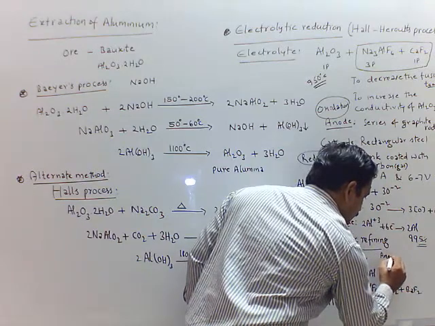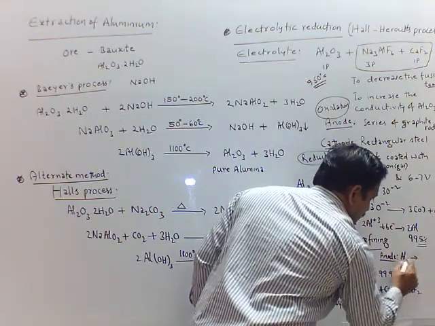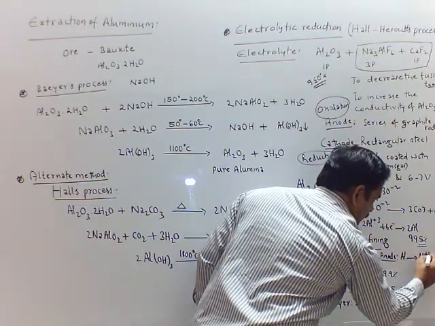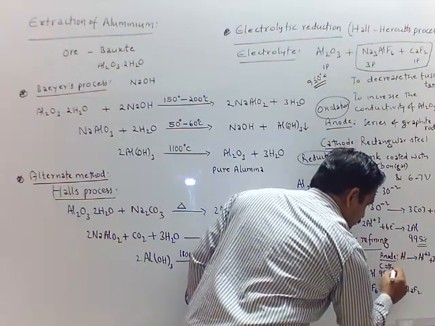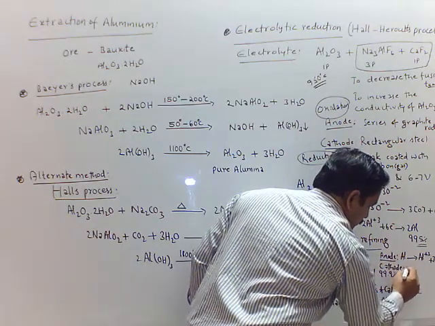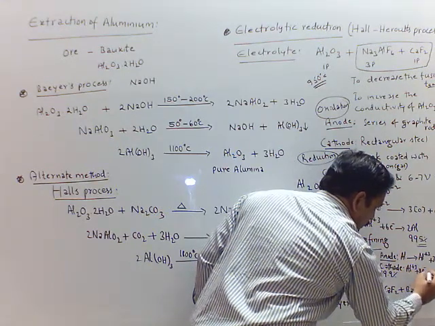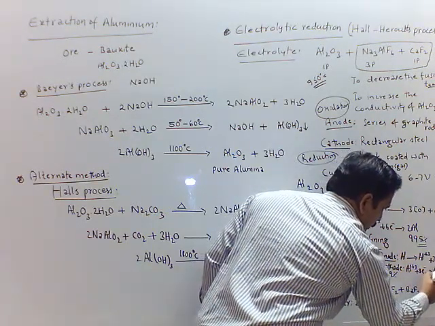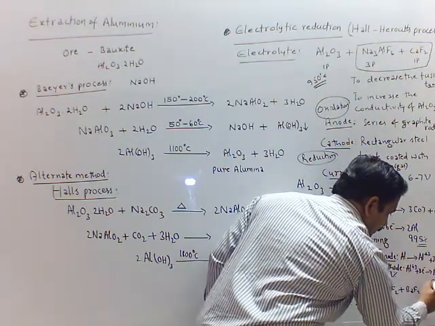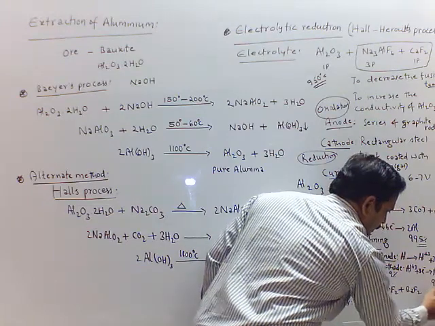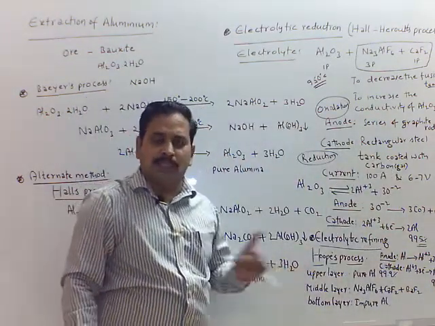Anode reaction: Al loses 3 electrons to give Al3+. At the cathode, Al3+ plus 3 electrons gives pure aluminium. This is 99.9% pure. This is about Hoope's process.